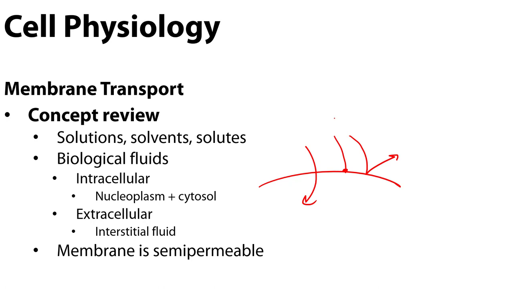And for the things that can't get into the cell, there are proteins that will facilitate their import. If they're going downhill, that's called facilitated diffusion because it doesn't require energy. And if they're going against a gradient, then they're called pumps because they require energy.